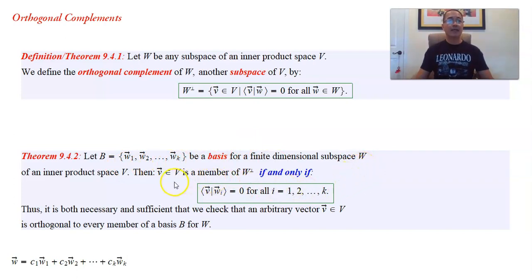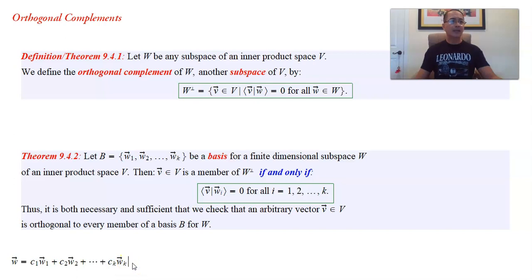So a vector V in the ambient space is a member of the orthogonal complement if and only if its inner product with each and every one of these basis vectors is 0. All we have to do is check that our vector is orthogonal to each and every one of these k vectors. Now why is that so? Instead of having to check with every w in our subspace, well, we have a basis for our subspace, so therefore w can be expressed as a unique linear combination of w1 through wk.